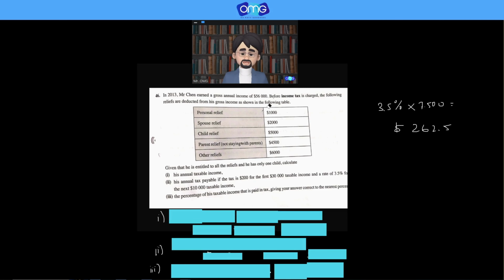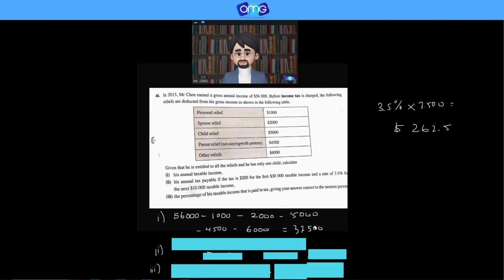Mr. John earned a gross annual income which is 56,000. However, he is not paying all the tax. Some of them he can relieve. So 56,000 is his income. So he has personal relief which is 1,000, one spouse, one child, and one parent relief, because he's not staying with parents, and other relief. So in total he only has 37,500 for the tax.